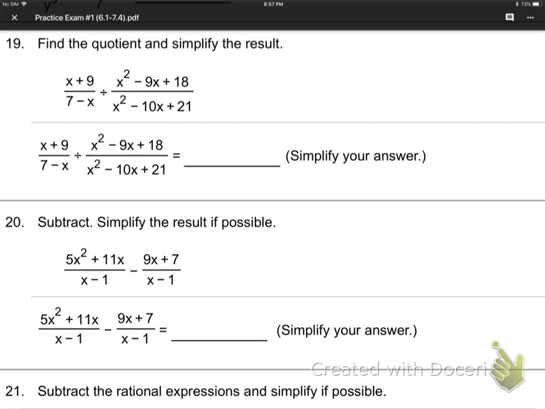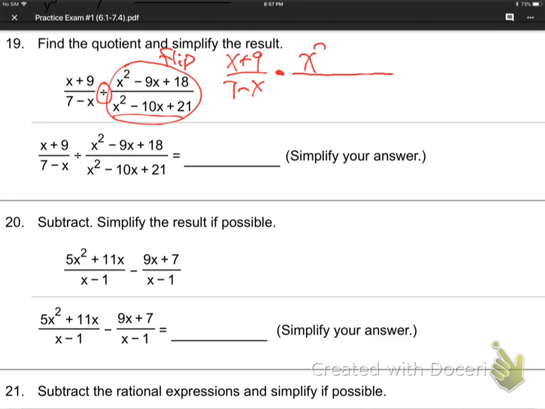Okay, so number 19 is divide again, so that means flip the one on the right. So this will become x plus 9, 7 minus x, change to times because dividing is upside down multiplying, and flip. So this is going to go to the top, x squared minus 10x plus 21, and then this here goes to the bottom, x squared minus 9x plus 18.